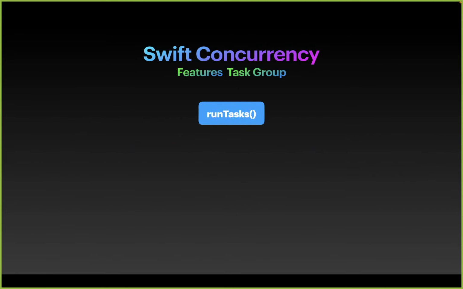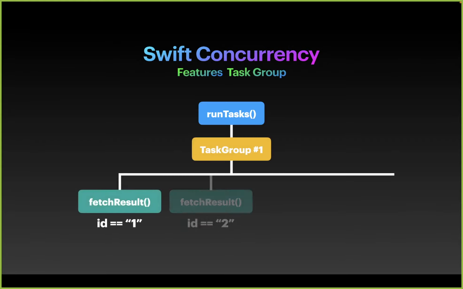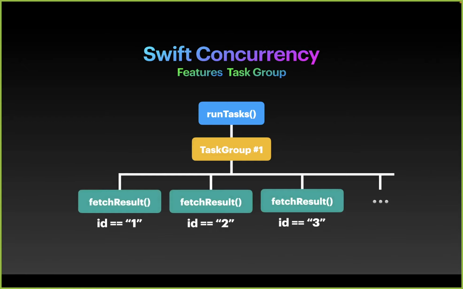We can have something called task group. Again, the parent task in this case is gonna be the run tasks function. So what if we can have a task group, let's say task group number 1? Inside this task group, it can help us to create multiple tasks concurrently. Is that clear, the concepts here?